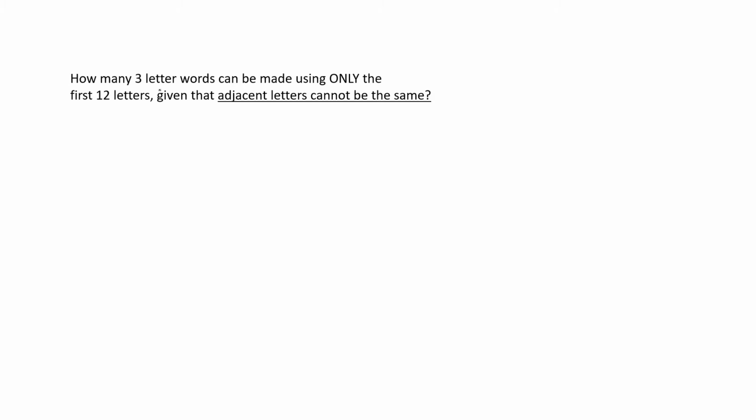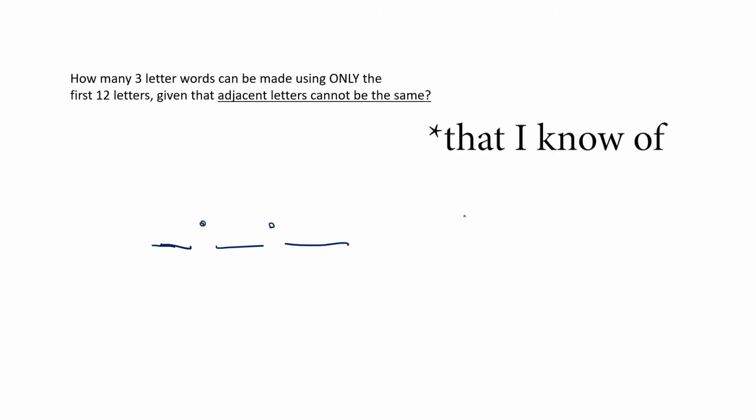How many 3-letter words, so we're filling in 1, 2, 3 slots, can be made using only the first 12 letters of the alphabet, given that adjacent letters cannot be the same. So you have to think about this one. There's no golden rule for when adjacent things can't be the same. So we'll just start with the first one. That's generally what you do, you look at your very first choice, and then you go from there.